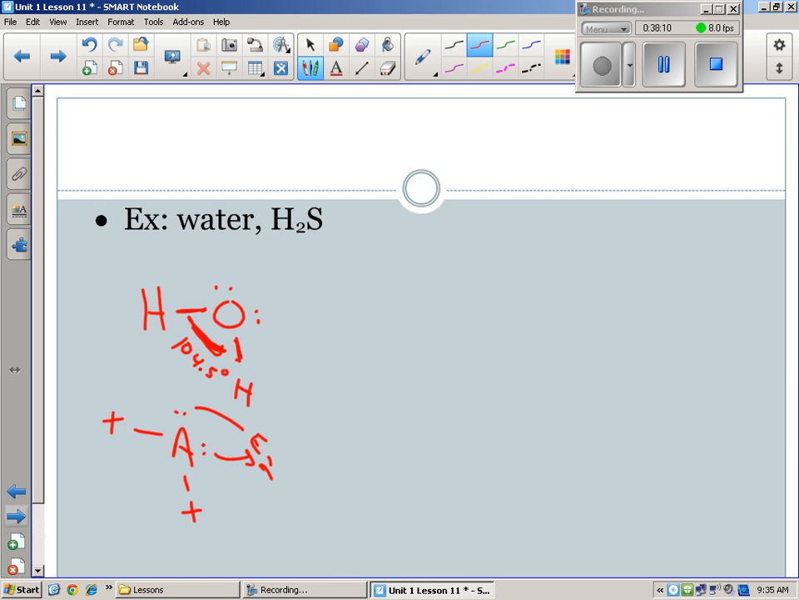And last one here, H2S. Looks like that. All right. Once again, A, 2 atoms bonded, 2 lone pairs. AX2E2. Once again, bond angle is 104.5.